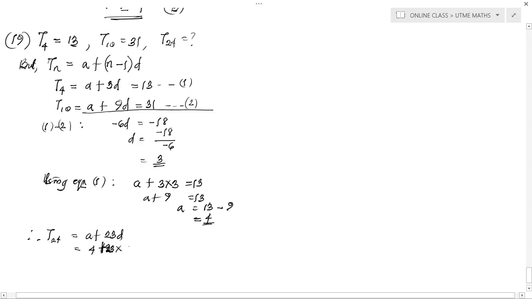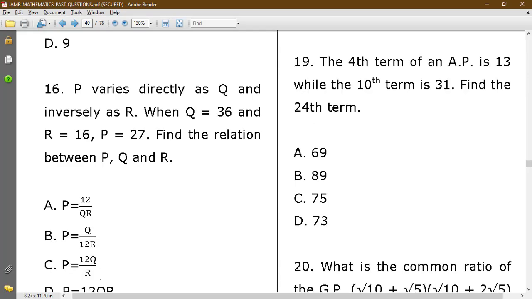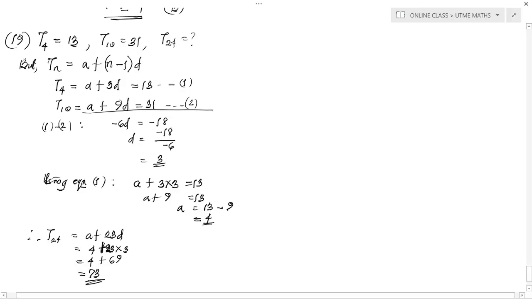Times our D is 3. So that is 4 plus 69, and the final answer is 73. So let's look at where 73 is. Is D. So it means that our final answer is D.